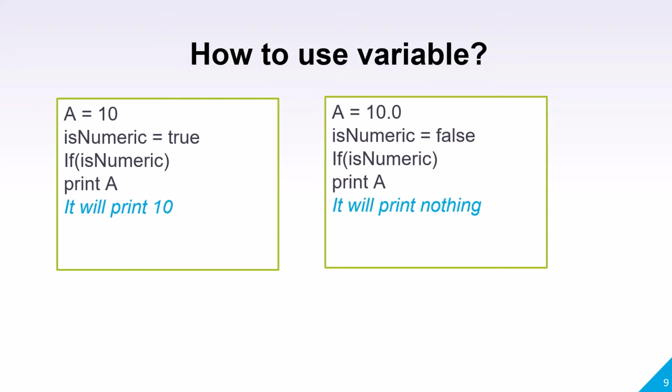Another example, a equal to 10.0. So is numeric is false. Here if I put the print statement in a logical condition like if is numeric is true, then it will print a, otherwise it will not print anything. So here is numeric is false. So inside the if, the condition should be true. Is numeric is evaluating false. So if false, that means that print a will not be executed. So here it will print nothing.